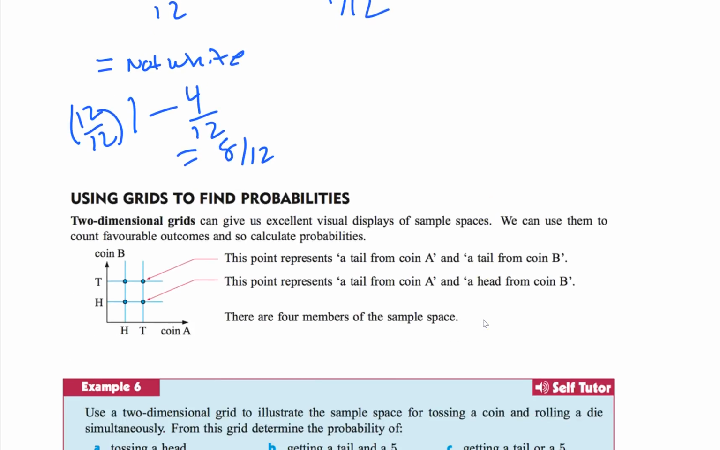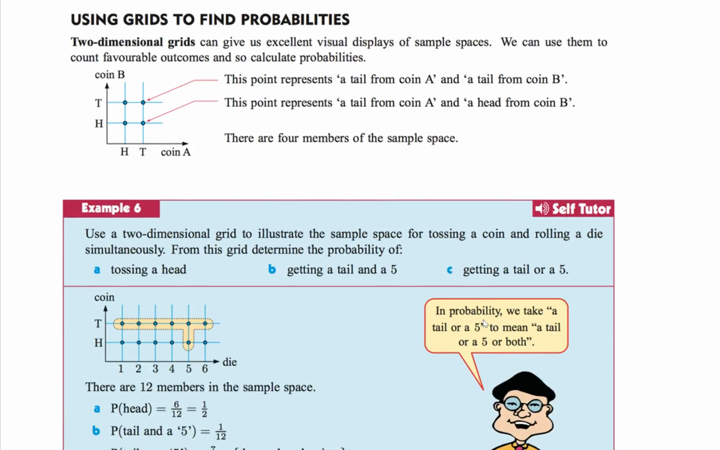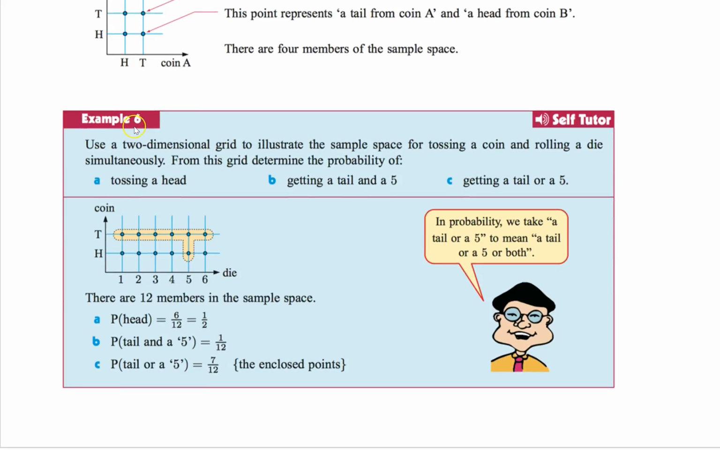Now let's look back at how to use two-dimensional grids to solve some problems. We're going to look at a couple of these. So remember, two-dimensional grids is a way of writing information out, laying it out so you can see it better. So like our first quick example, right here we're tossing a coin, heads and tails. And rolling a die, right? So 1, 2, 3, 4, 5, 6.